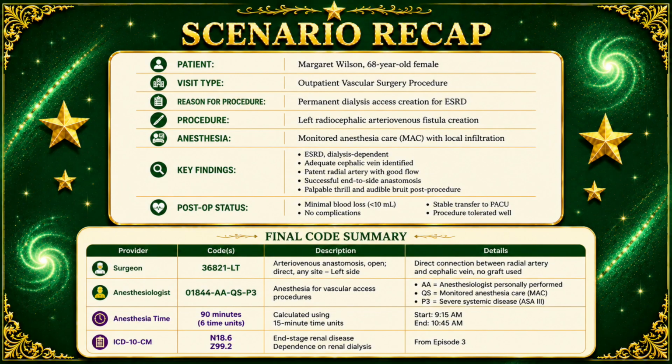All right, let's do a quick recap of what we just coded. So our ICD-10, both providers will use the N18.6 for the end-stage renal disease, plus the Z99.2 for the dependence on renal dialysis. For the surgical procedure, the CPT code is the 36821 with the modifier of LT for the left side. And that is for the arteriovenous anastomosis direct site.